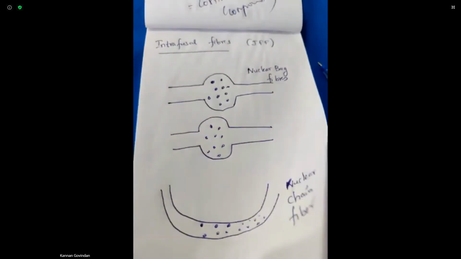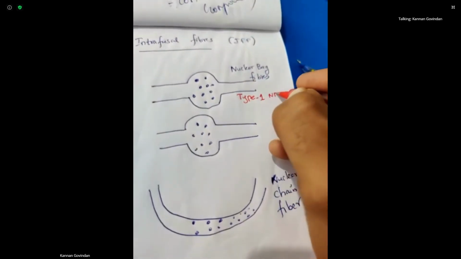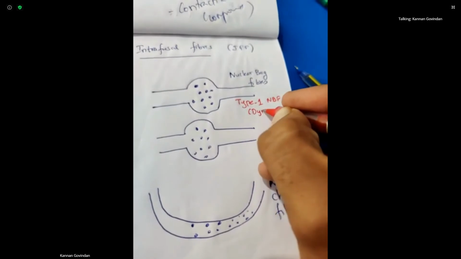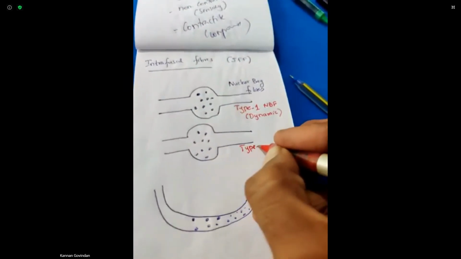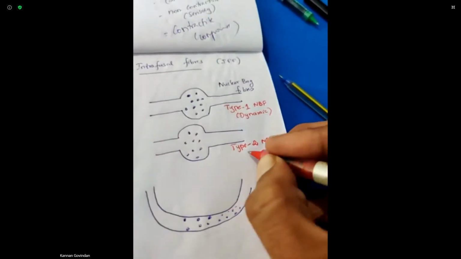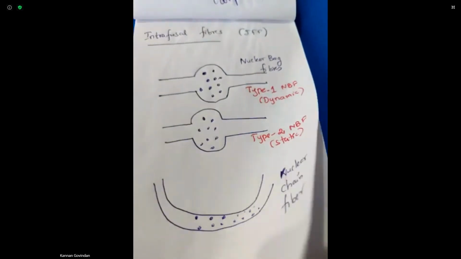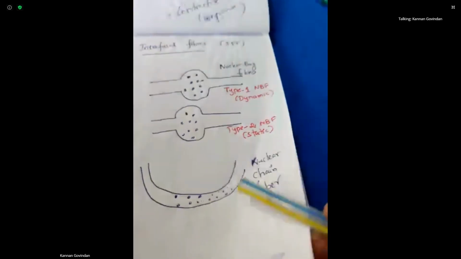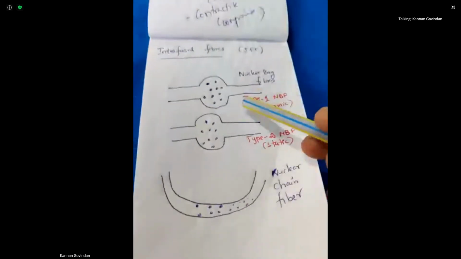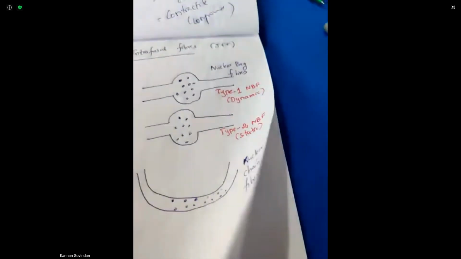We have two types of nuclear bag fibers. The first one is type 1 nuclear bag fiber, otherwise called the dynamic nuclear bag fiber. This is type 2 nuclear bag fiber, otherwise the static nuclear bag fiber. So these are the subdivisions of intrafusal fibers. We have nuclear bag fibers and nuclear chain fibers. The nuclear bag fibers are of two types. Type 1 nuclear bag fiber, that is the dynamic bag fiber. Type 2 nuclear bag fiber, that is the static nuclear bag fiber.